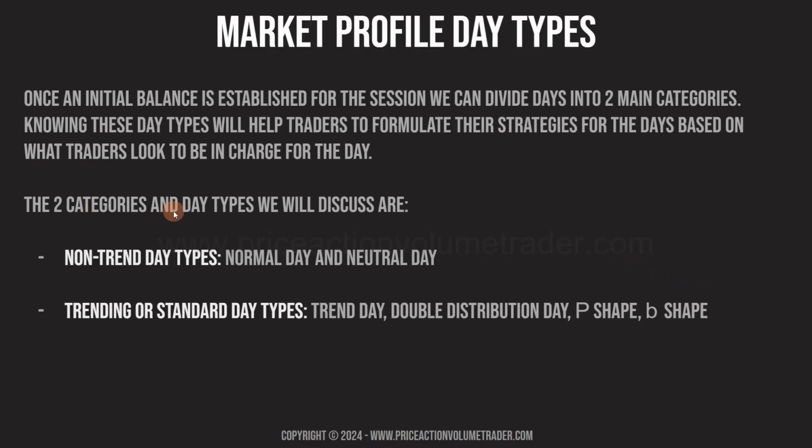So the two categories and day types that we will discuss are non-trend day types. This will be normal day and neutral day. And then trending or standard day types where we have trend day, double distribution day, P-shape, and B-shape days.